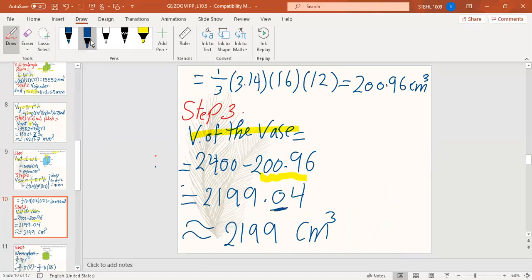The tenth here is 0, the digit to the right is 4, 4 is less than 5, so we'll cancel 4, and the volume will be approximately equal to 2,199 cubic centimeter.